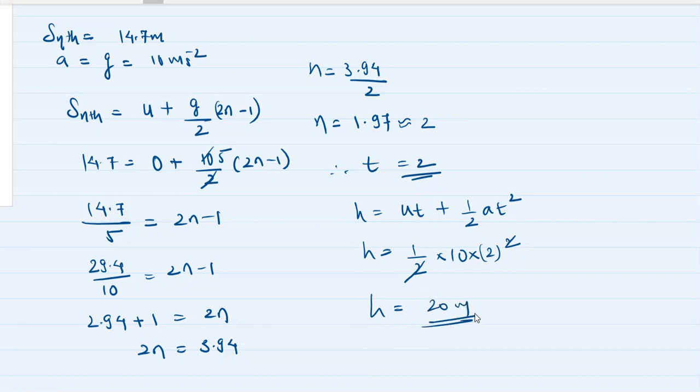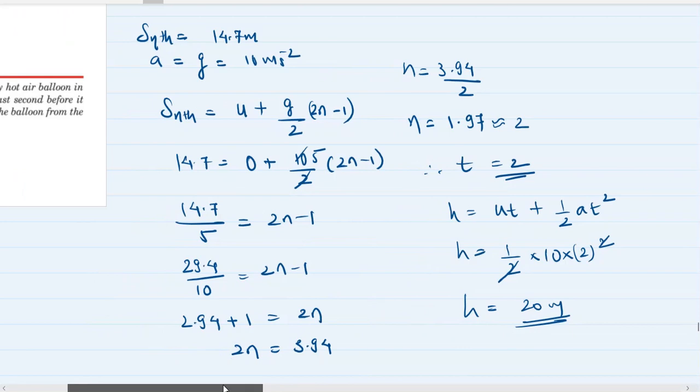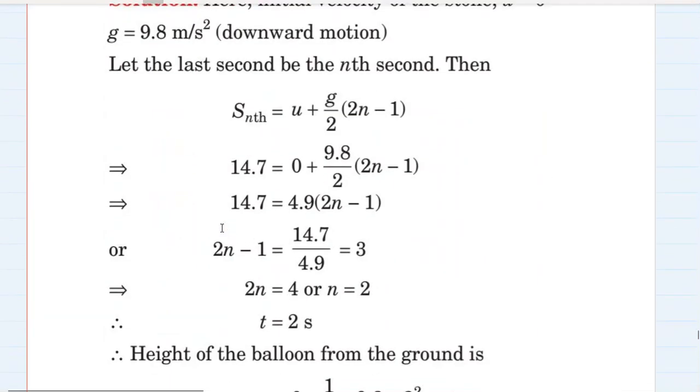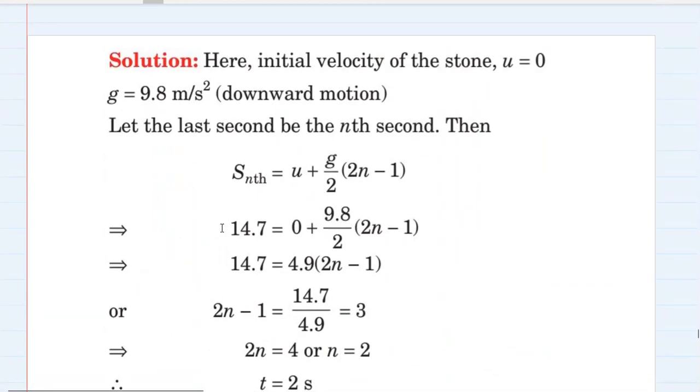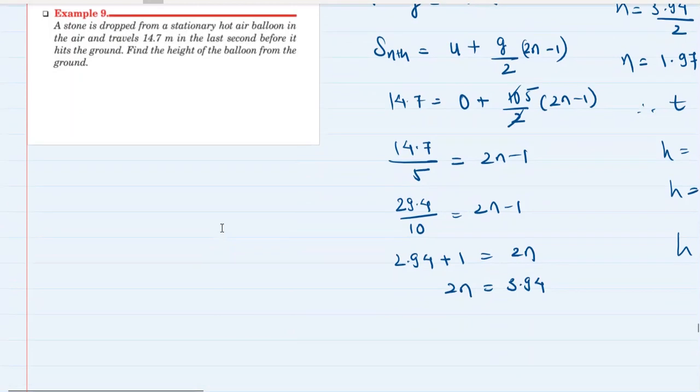So the balloon is at a height of 20 meter, and it drops something which takes 2 seconds to come down, and it travels 14.7 meter in the last second. Okay, so time is 2 seconds and the height is 19.6 meter. We don't have to find the time, we have to find the height of the balloon, but that n is the time.